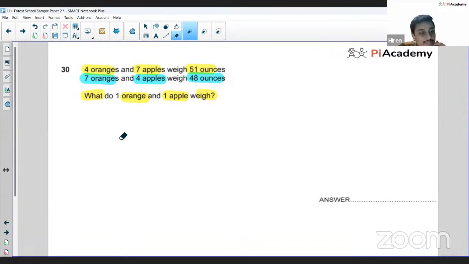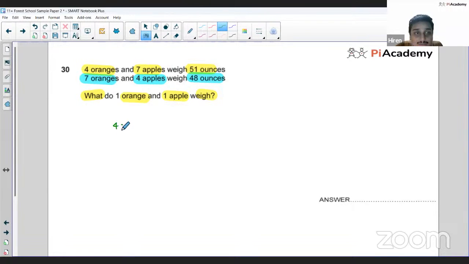Okay, so I can see many of you are saying 9 is the answer. So let's check, okay? This is a very easy question. Why am I telling you it's easy? Because 4 oranges and 7 apples weight we know, and 7 oranges plus 4 apples we know. But you can see here 4 and 7, 7 and 4. So numbers are repeating, right? If I add A plus B or B plus A, both are the same, right?